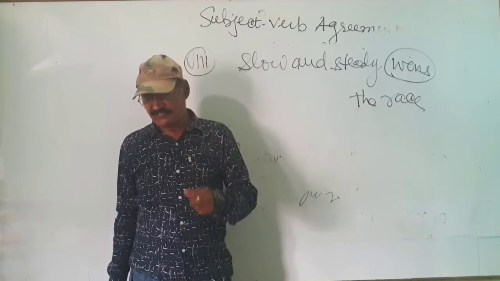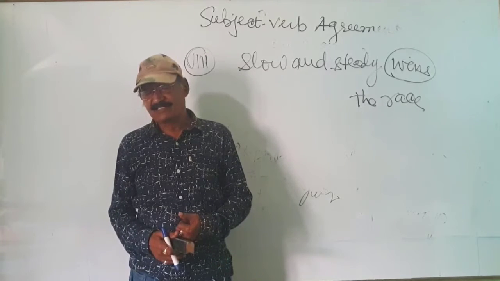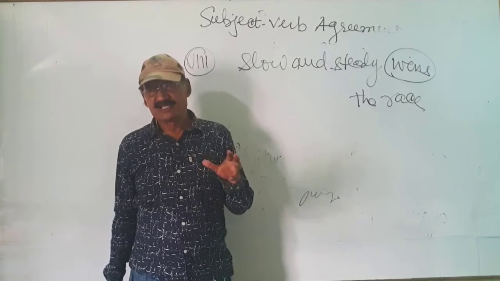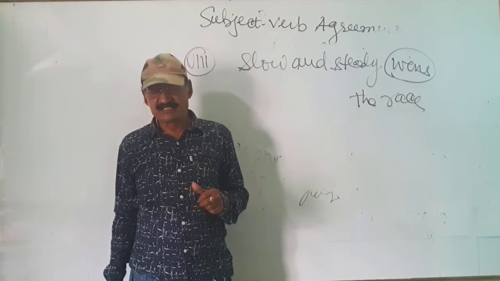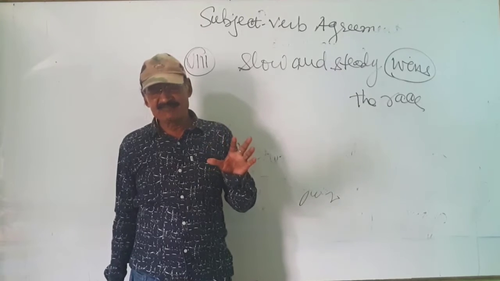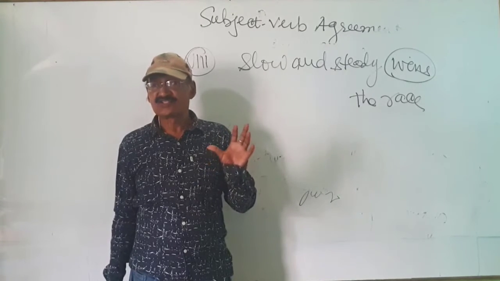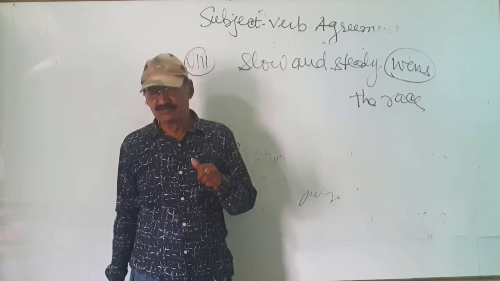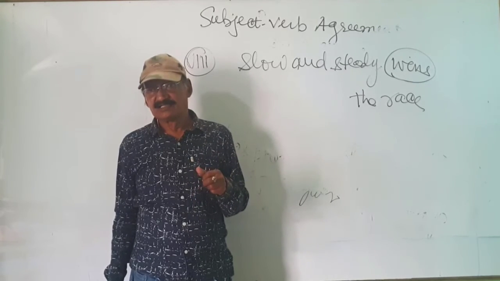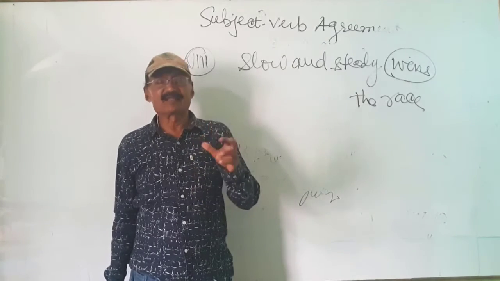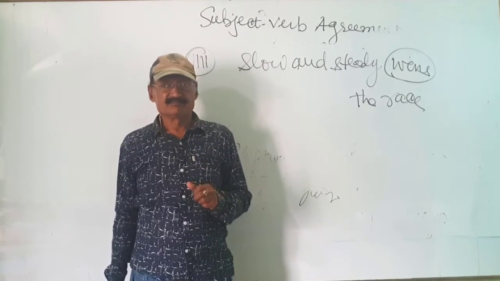But you can ask a question here. Previously you have told us, sir, that Ram and Shyam are good students, but here slow and steady are two subjects. Why can they be used with a singular verb? In this sentence, the singular verb wins is used. It should be win, but no. This is the agreement of subject and verb.